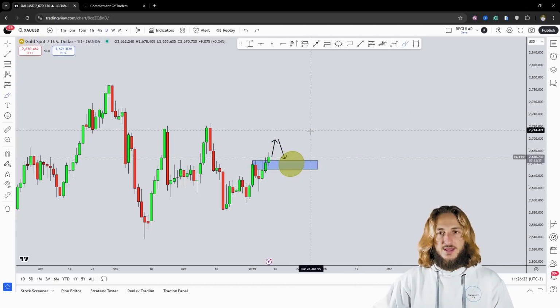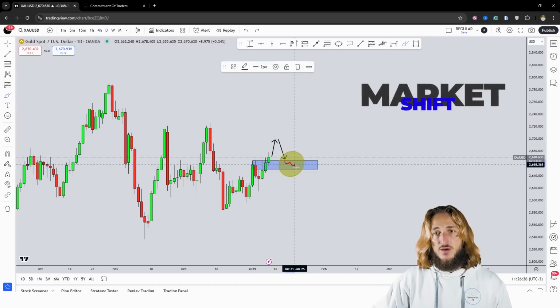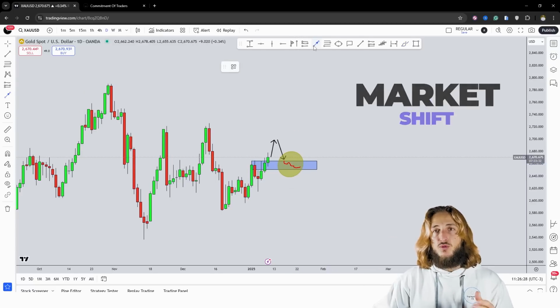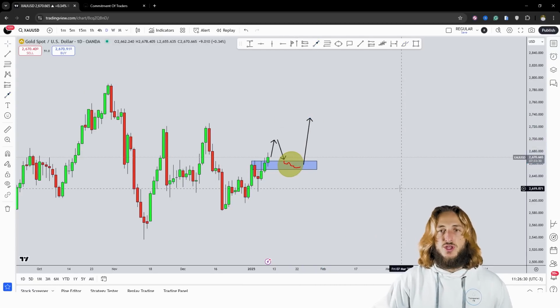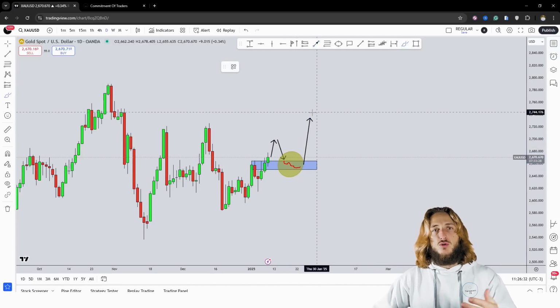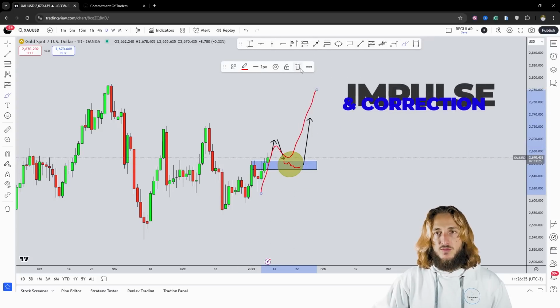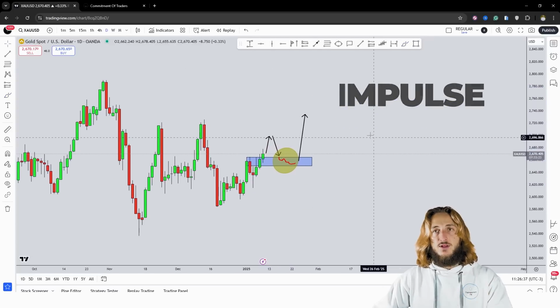Therefore, what I would expect is that if this market shifts from an intraday bearish to bullish market, at that point I wouldn't be surprised to see a potential rejection to the upside for the market to complete this daily impulse, correction and impulse pattern to the upside. That definitely wouldn't surprise me.